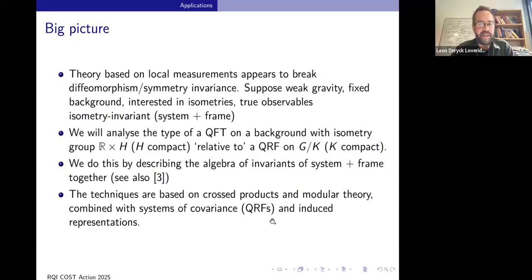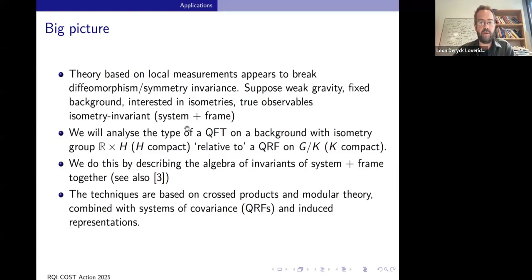Okay, so the big picture is that we might have a space-time with symmetry, or it might be even more. We might want to consider diffeomorphisms, but either way, a theory based on local measurements on a space-time that might have symmetries seems to break symmetry invariance. We say our measurement happens here and not here. That has some tension with what we were saying earlier about the role of symmetries in quantum measurement or quantum field theory.